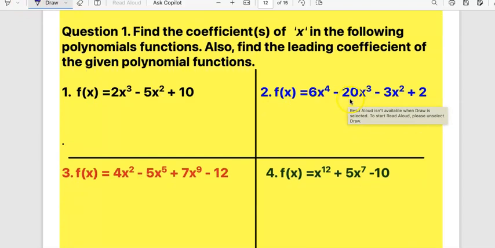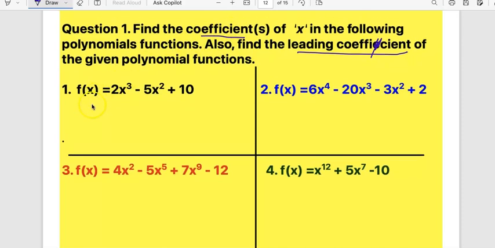Okay, now on this slide, we will learn how to find the coefficient of x. It says, find the coefficient of x in the following polynomial function. After finding the coefficients, also find the leading coefficient. The spelling is incorrect. It should be like this, of the given polynomial function.